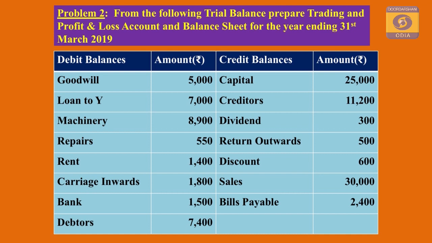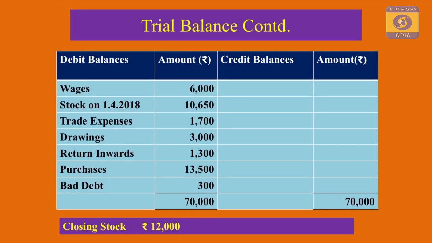Next we have repairs 550. Next item we have is rent, that is 1,400. Then we have carriage inwards, that is 1,800. Then we have bank 1,500. Next item on the debit side we have is debtors 7,400. Let's move on again to more items on the debit balances. We have wages, that is rupees 6,000. Stock on 1/4/2018, that means it is the opening stock. Opening stock given to us is 10,650.